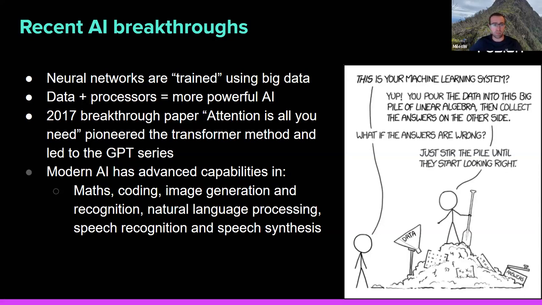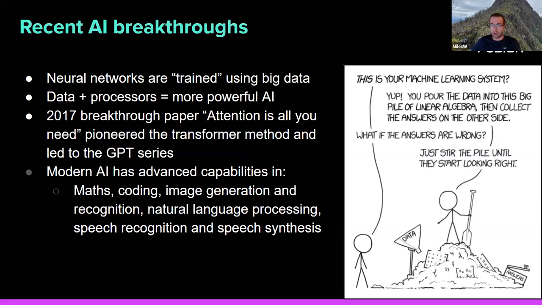But first, a couple more points. For more powerful AI, essentially you put more data into the training and you have more processes running. So far, there's been a fairly linear increase in the raw power of AI over the last 6 to 7 years. The current wave of AI really started about 2017 with a breakthrough paper called Attention Is All You Need, where they pioneered the transformer method. That's what the GPT series is based off. Everyone's probably heard of ChatGPT, but a number of other AI models are also based off GPT and use the transformer method. Modern AI these days has advanced capabilities in a wide variety of different domains.